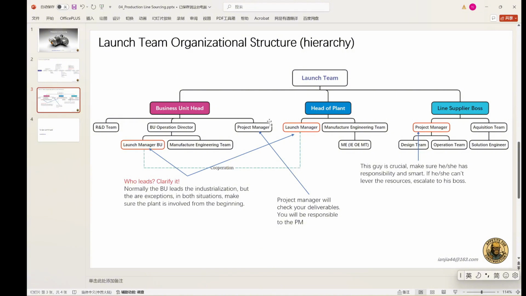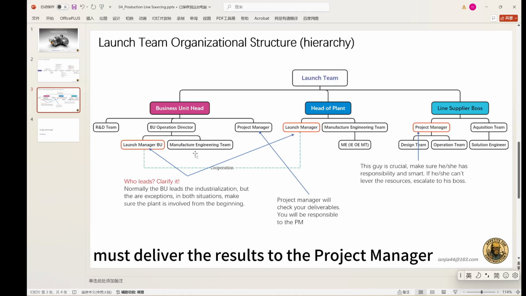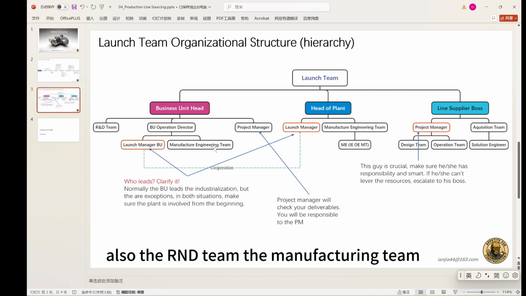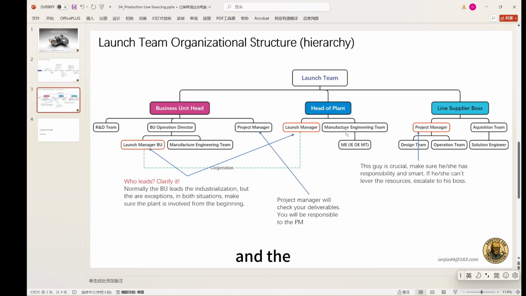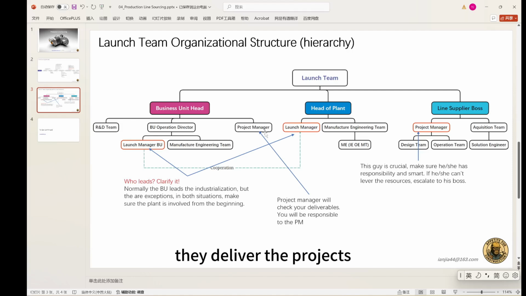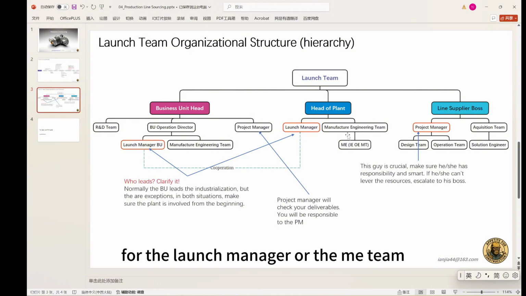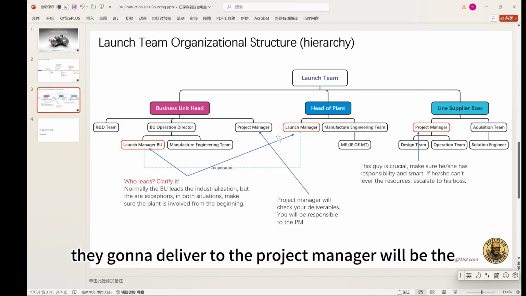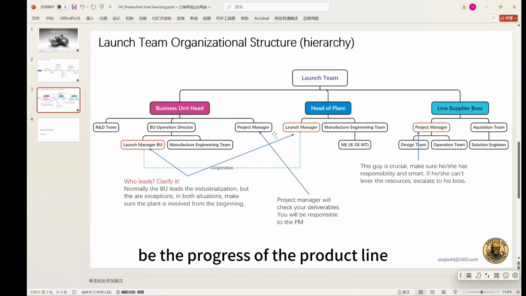Okay, and then the launch manager must deliver the results to the project manager. Also, the R&D team, the manufacturing team, and the manufacturing engineering team must deliver the project's results to the project manager. For the launch manager or the ME team, the biggest result they are going to deliver to the project manager will be the progress of the product line.